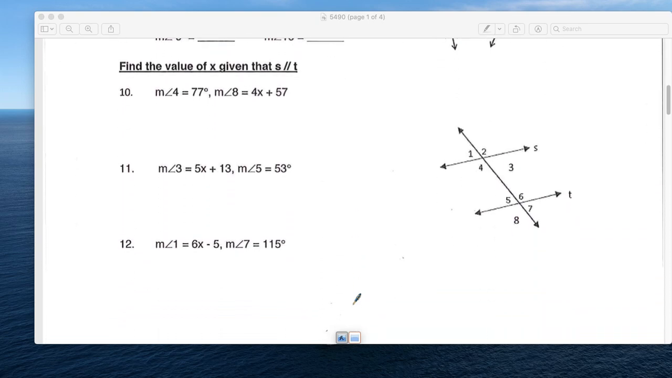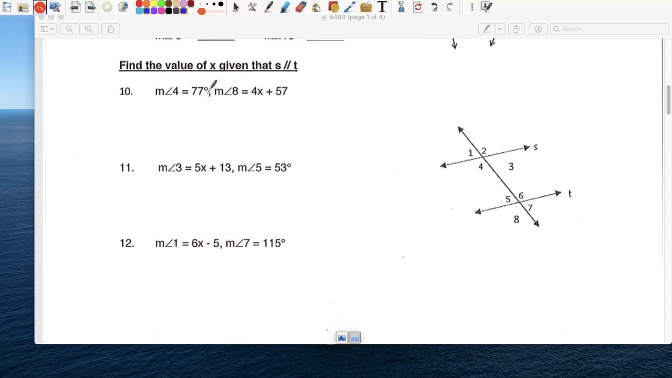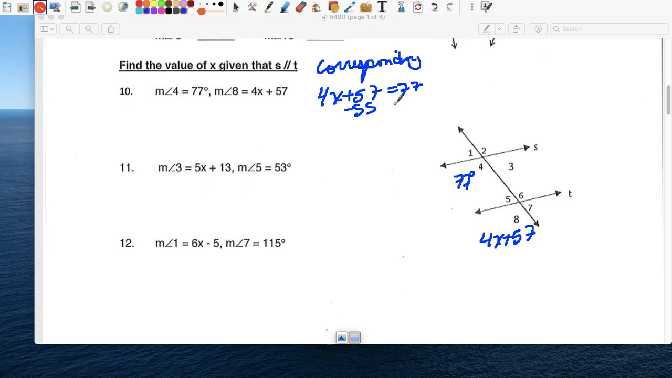Very simple. 10. They're saying that angle 4 is 77, this angle right here. I put 77 degrees. And then angle 8 is 4x plus 57. Well, what's the relationship between these two? They're corresponding. So the first thing you should write is they're corresponding. And if they're corresponding, they're equal to each other. So now I can set up my equation. 4x plus 57 is equal to 77. Minus 57 on both sides.